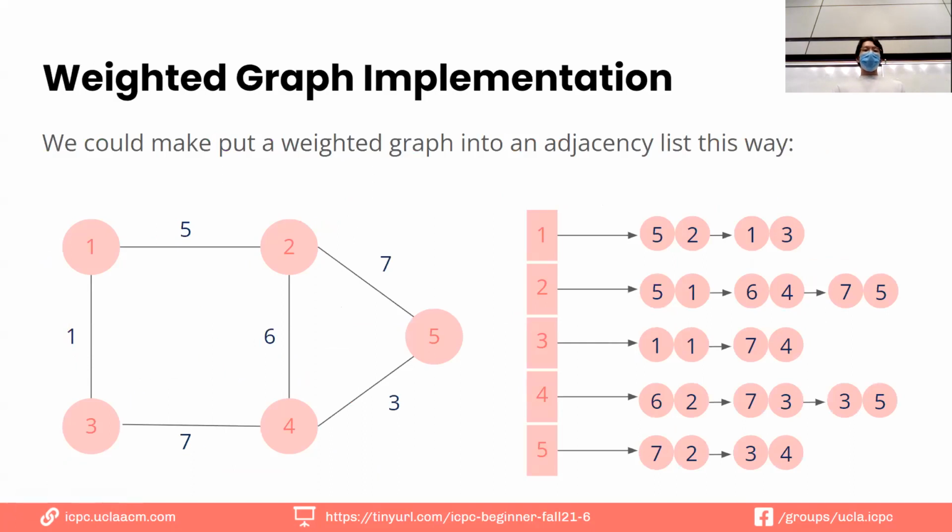The way that we can implement a weighted graph is that we just store extra information for each edge. You can see here from 1 to 2, there's a weight of 5. So we store 5, and we also store 2. This can be in any order you want, just make sure you're consistent.